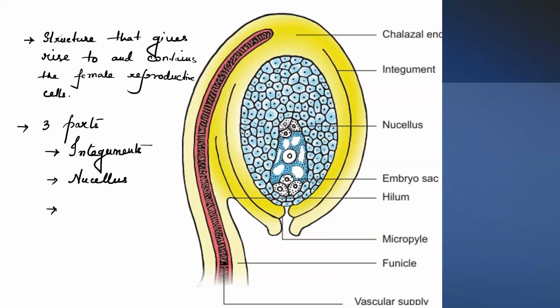Then comes the female gametophyte. And so these are the three parts, right?